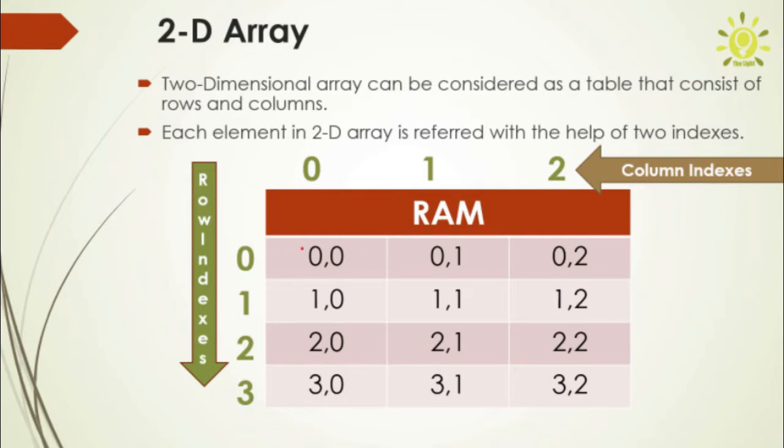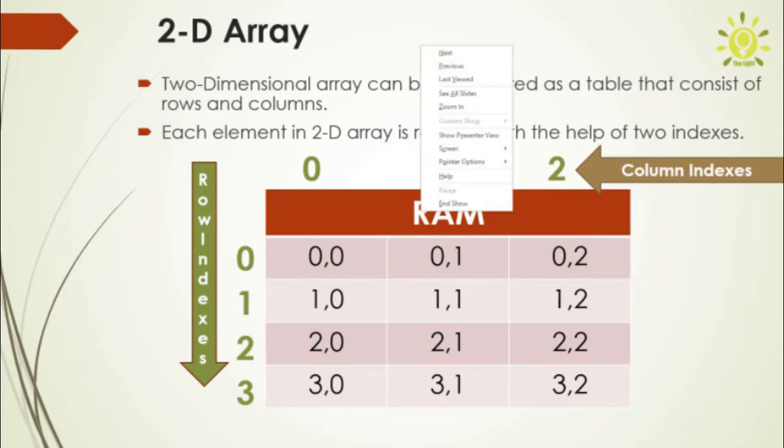You can see that at row 0 there is column 0, and at row 0 there is column 1, and so on. At row 3 there is column 2, so here 3 represents the row and 2 represents the column. Here, 2 represents the row and 0 represents the column.